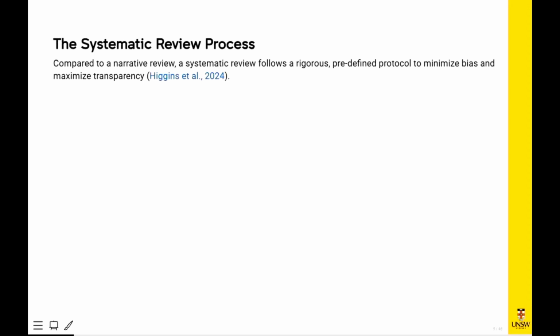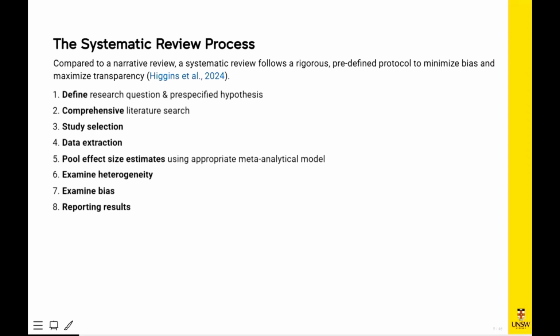Okay, so we should provide a little bit of information about what the systematic review process is and how meta-analysis fits into that. A systematic review, as opposed to a narrative review, follows a rigorous, predefined protocol to minimize bias and maximize transparency. There are a number of steps that you should follow, going from defining your research question, which is always something you need to do when you're doing a study, all the way down to reporting results.